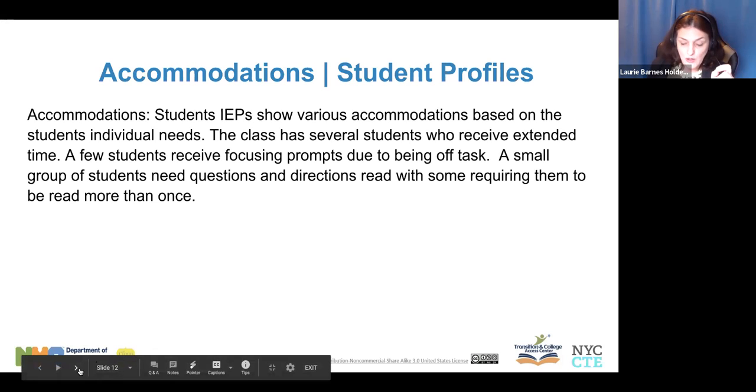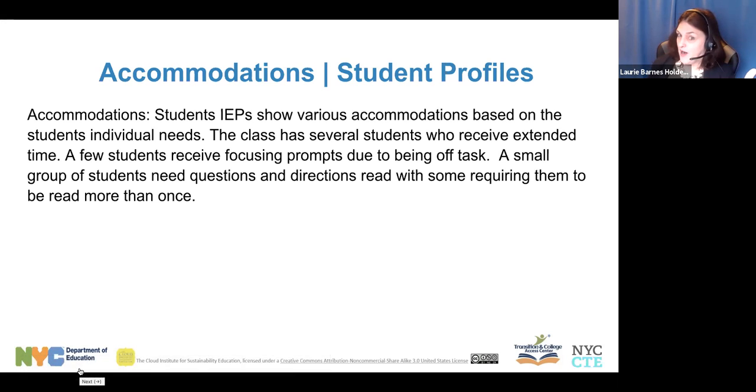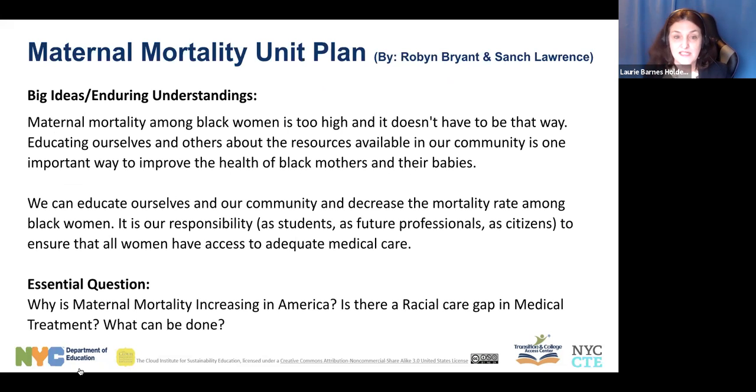So as we look through our units, we're going to be thinking of these student profiles in our classroom and what kind of accommodations we are making. How are we changing the way our instruction is? And is it for very specific students who need some accommodations, or maybe some of our teaching is changed to accommodate everybody? So let's take a look at that. We'll go to the next slide, please.